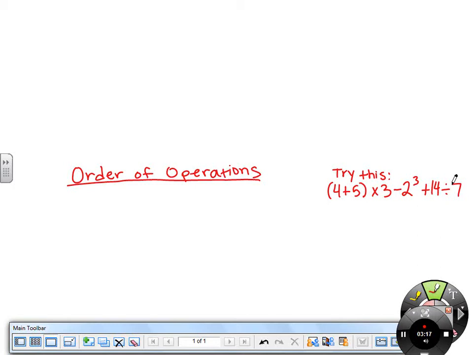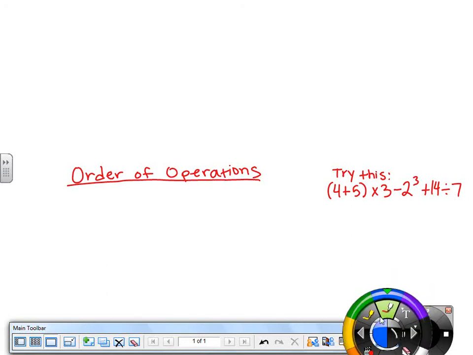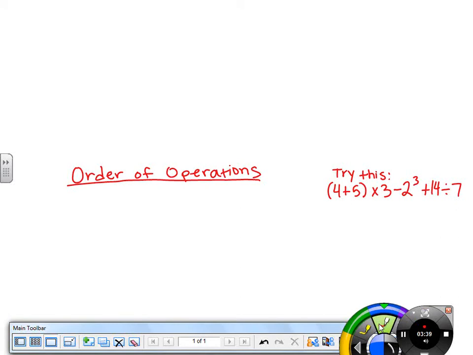Now, if we didn't establish any rules in math, it would be like having English without any grammar rules. So what would happen is we would all do whatever we wanted with this problem, and depending on the order that we did the operations, like when we added, when we subtracted, divided, we would all get different answers. So they had to come up with a convention, a way that we would do the problems all the time so that we could all get the same answer. And they call that the order of operations.